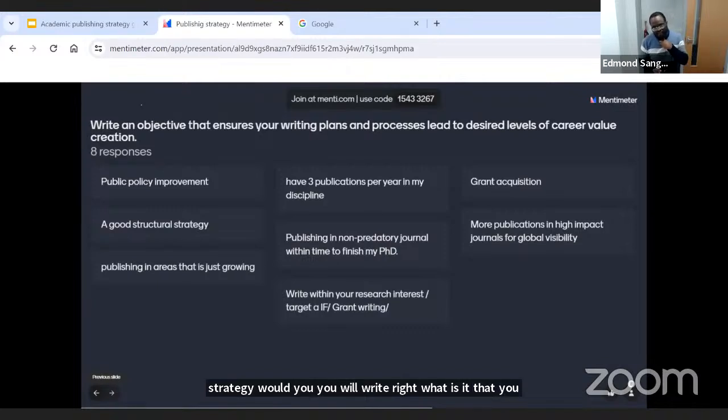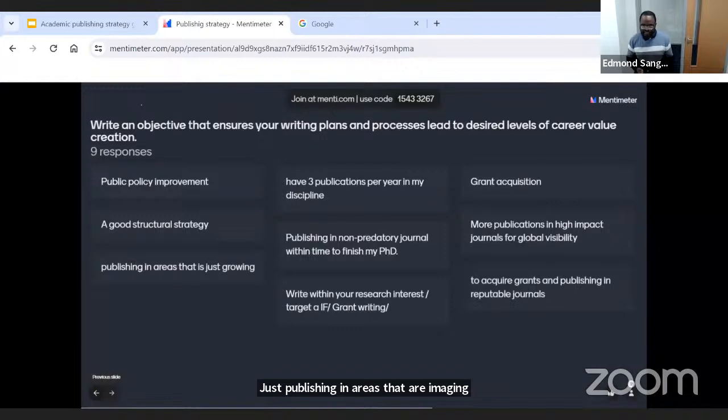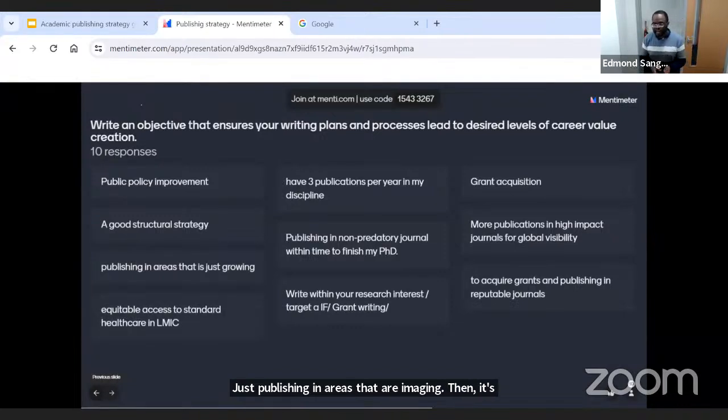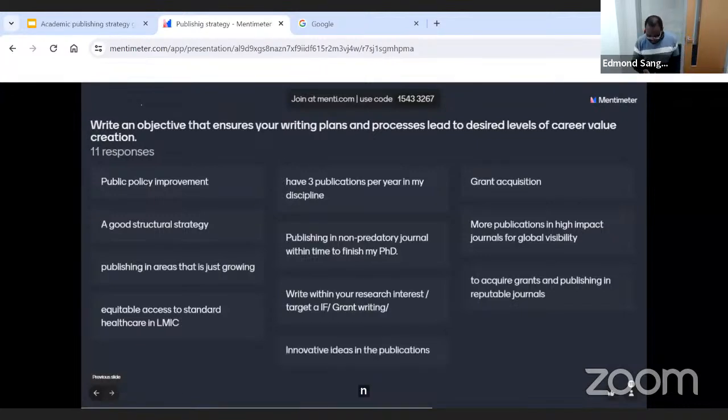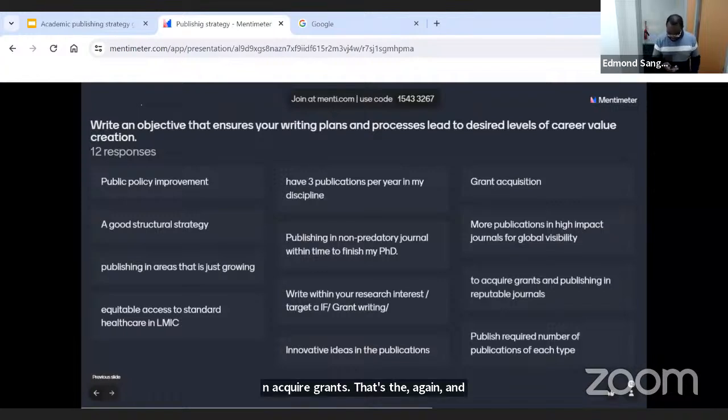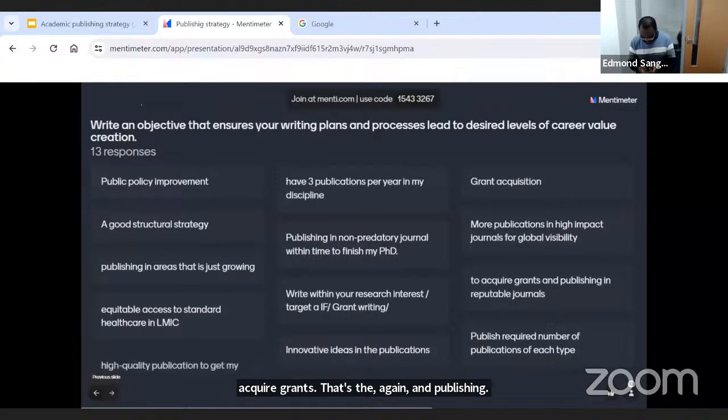publishing in areas that are emerging, then target specific impact factor. So what's the objective that you are going to use? Then acquire grants, that's the target again, and publishing up, right? So all this is going to help us. I just wanted to post mine.